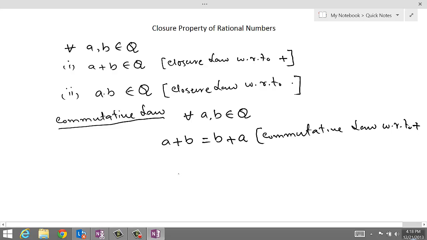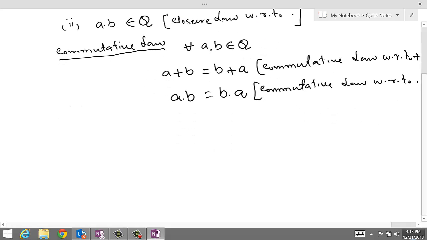And it's also true if we take product of a with b or b with a, the answer is same, like 5 times 7 is 35 and 7 times 5 is also 35. So that's called commutative law with respect to multiplication.